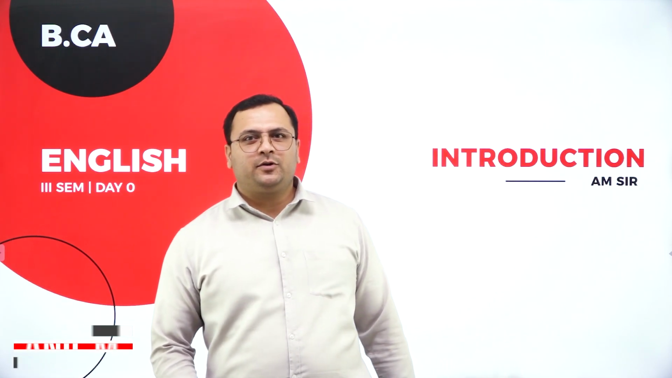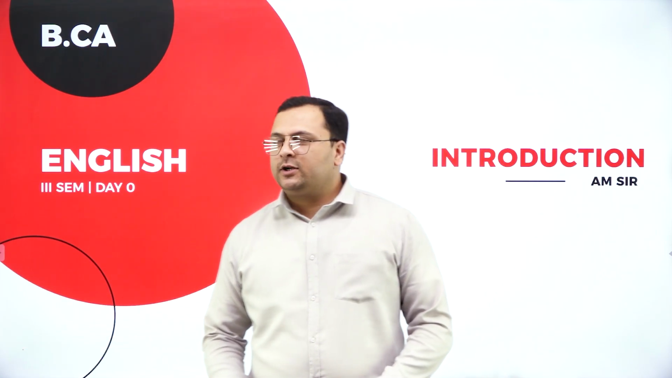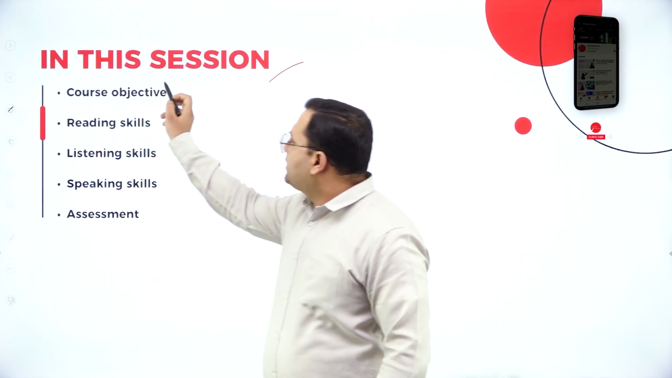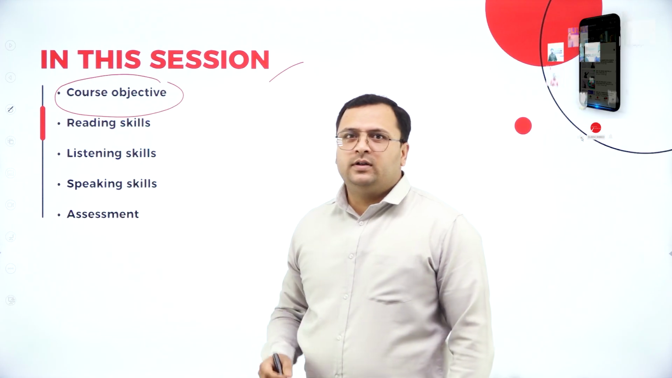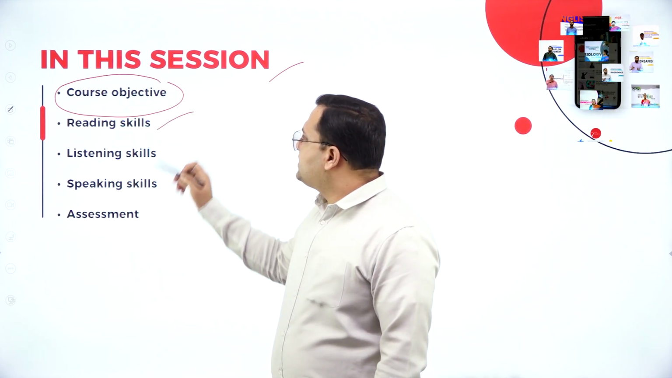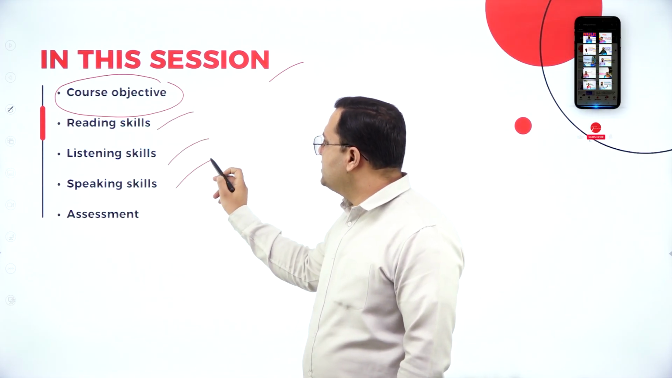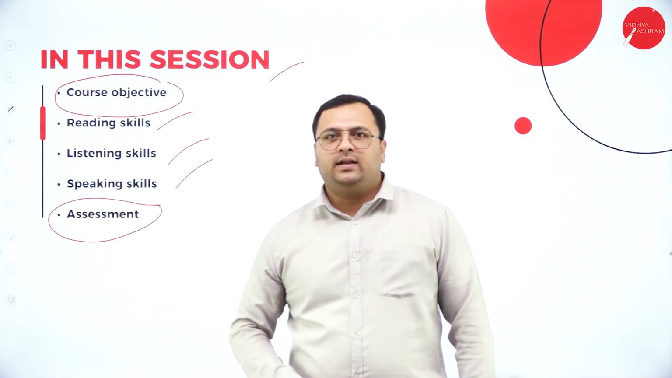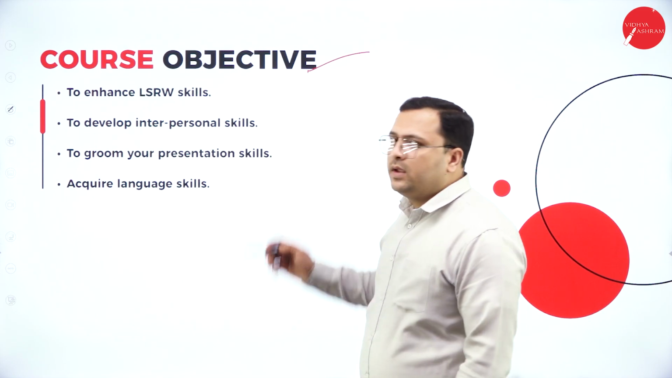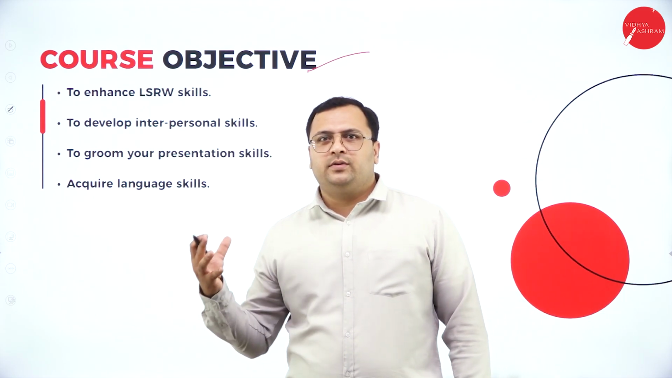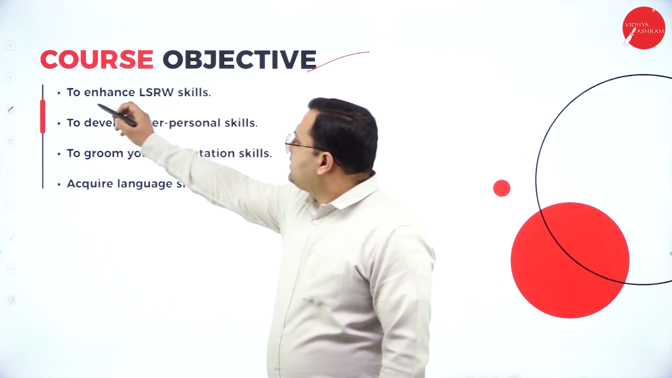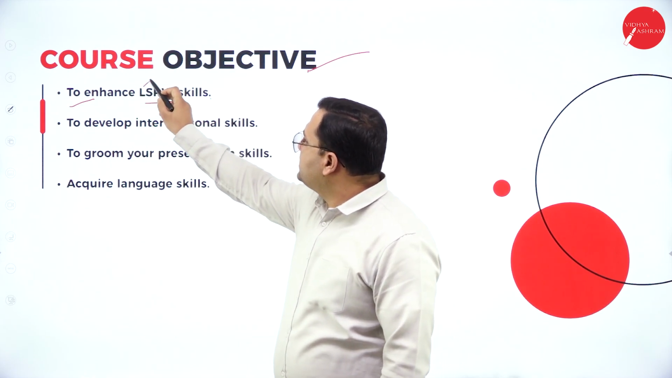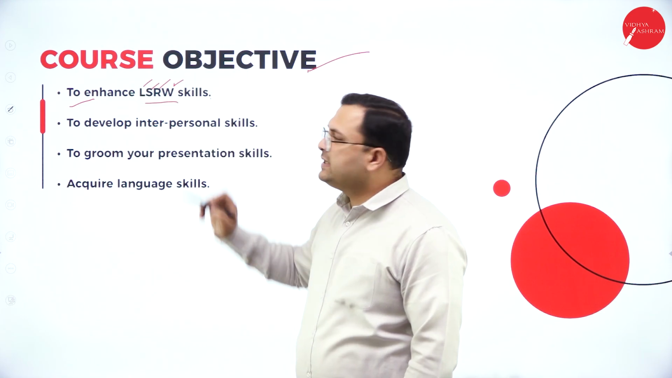In this session, we are going to look at the syllabus for the third semester B.C.A. students. We will look at the course objective of the syllabus and the reading skills, listening skills, speaking skills, and how the assessment would be done for the final exam. The course objective: what is the intention of giving you the syllabus? It is targeted to enhance LSRW skills, that is listening, speaking, reading and writing skills.